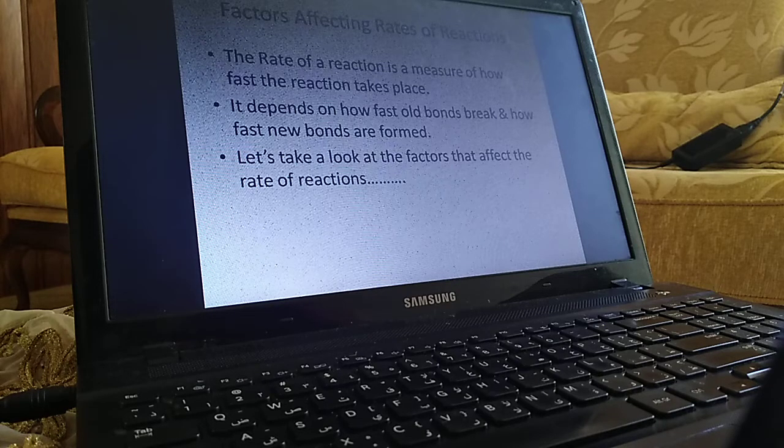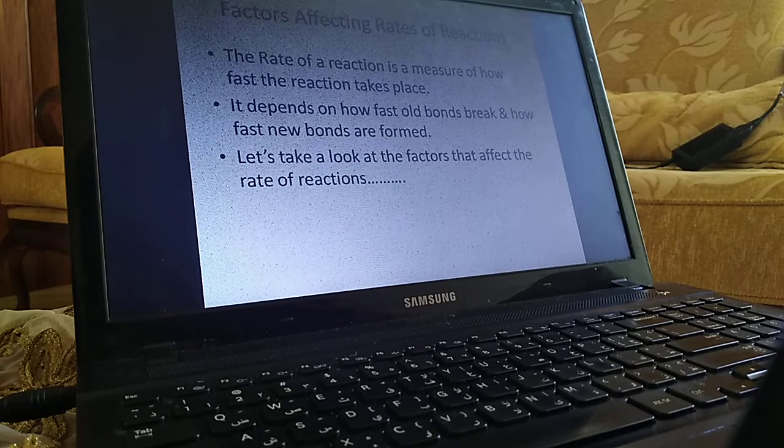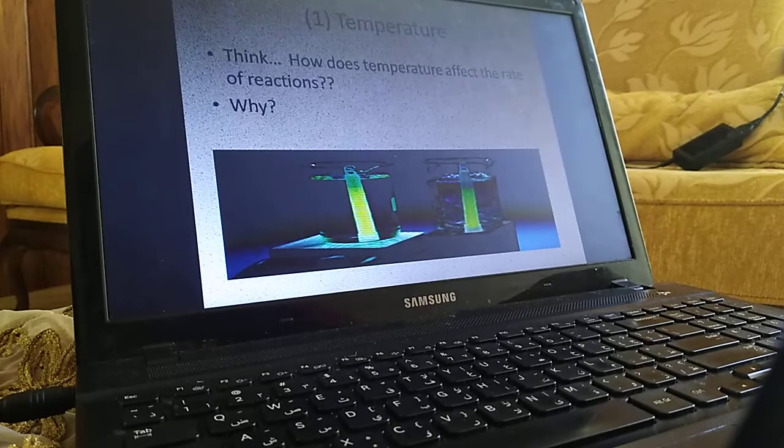First of all, to make a reaction, we need to break the old bonds and make new ones. So the rate of the reaction depends on how fast or slow these old bonds break and the new bonds are going to form. The factors that we're going to focus on, just like the video that we talked about, but we need to concentrate more on the concept here. The first factor is temperature.